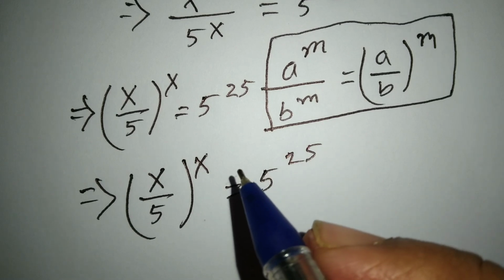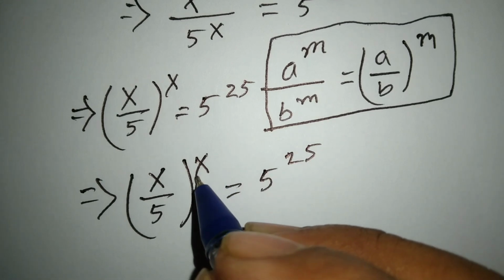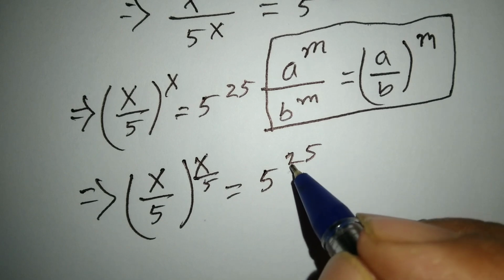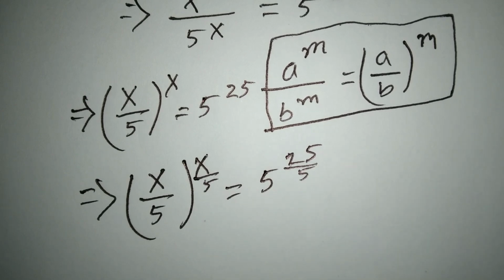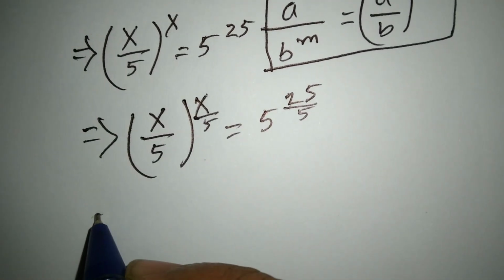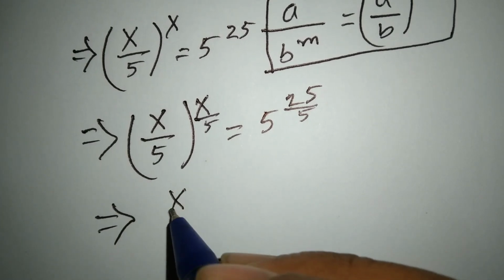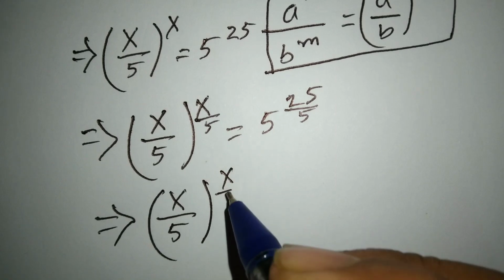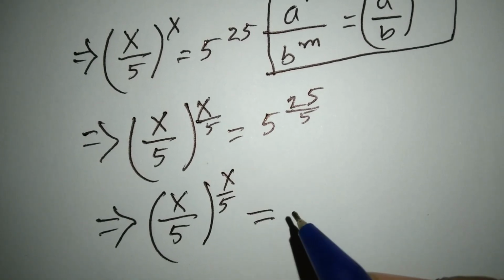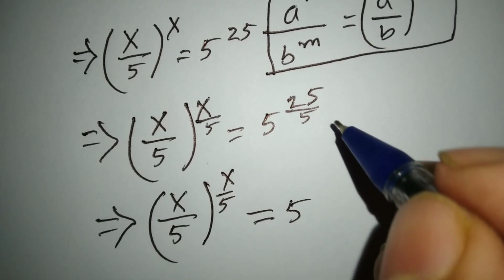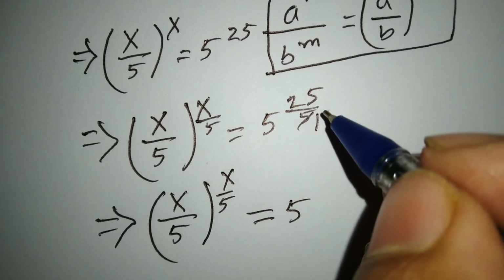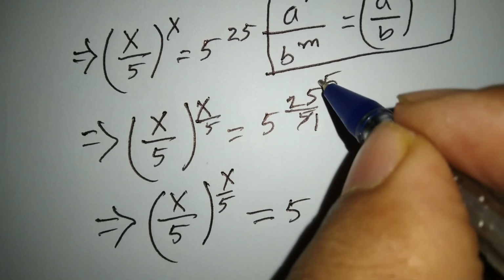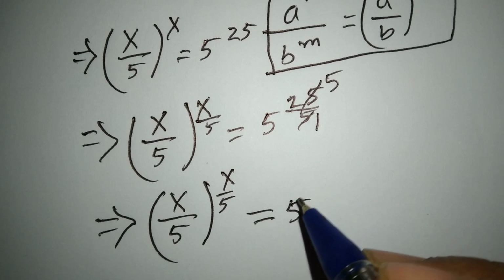Now we will divide both sides' power by 5. Here 5, here 5, so x divided by 5 whole power x divided by 5 is equal to 5 to the power, here 5 is equal to 1, here 5 is equal to 5, 5 to the power this 5.